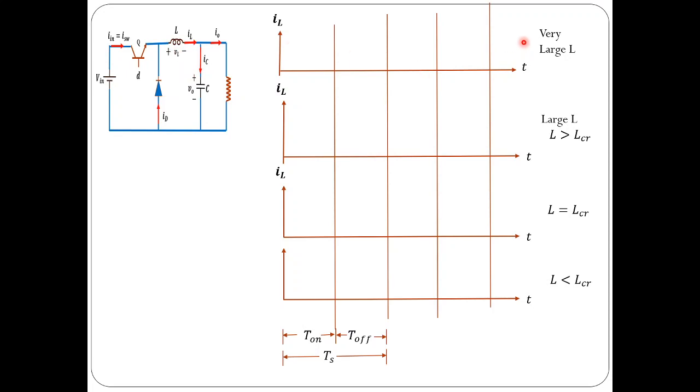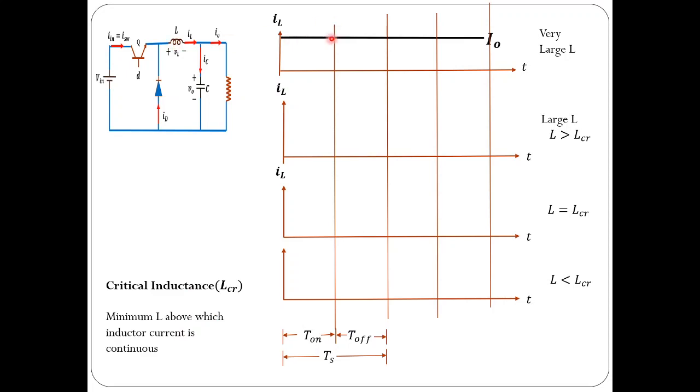Now, for different values of inductor, how would the inductor current look? Let us try to get some idea regarding this. Let me keep the value of inductor at a very large value, so the ripple current through the inductor is almost ignored, so that the current value is more or less constant.